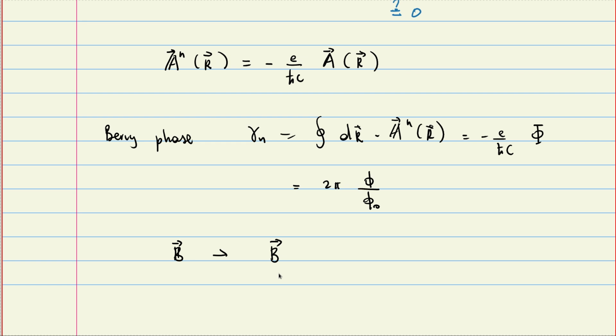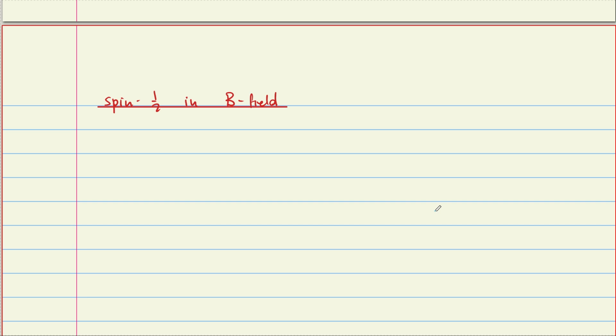Now, okay, we have a good time to think about the main problem. Let's think about the most quantum thing in nature, which is spin a half. So spin a half in B field. How is this different than the Aharonov-Bohm? It is exactly the same thing. Right? That's a nice thing.